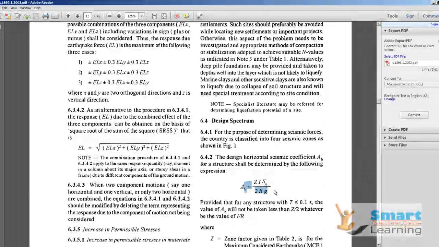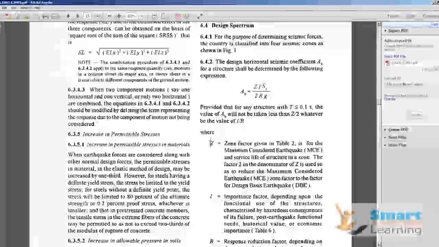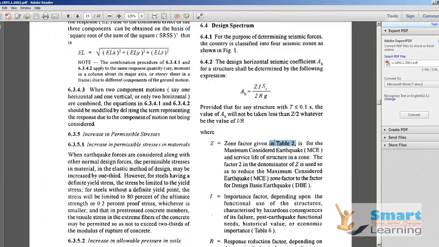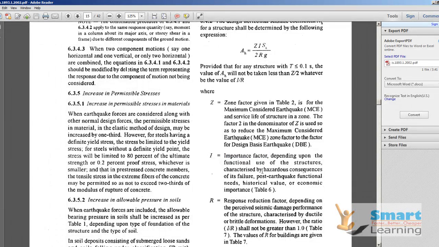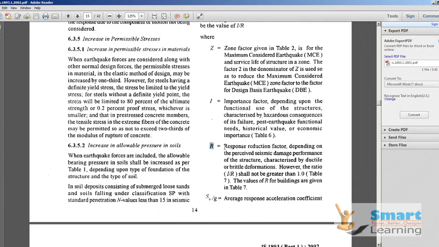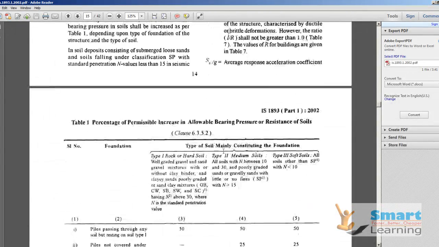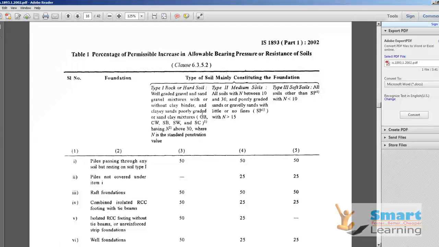This also we are going to use: Ah, Z by 2, I by R, Sa by g. This formulation also we are going to configure inside Staad. And Z you can see is the zone factor, and inside the table it is given; the earthquake code is already configured inside Staad, so no need to remember the table, automatically it will help. Importance factor is also already configured inside Staad, and R, the response reduction factor, you have to see from the table that I will show you. Sa by g Staad automatically calculates, so no need to worry about this. So this is also already there.